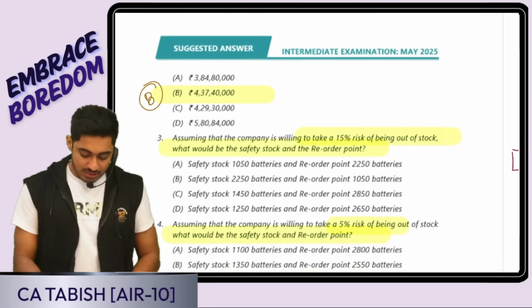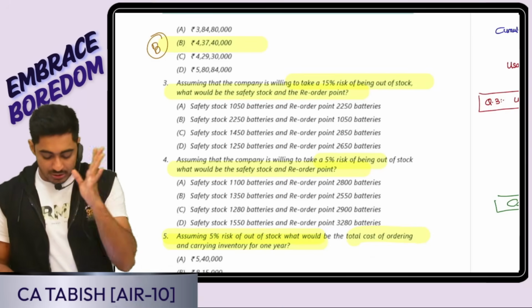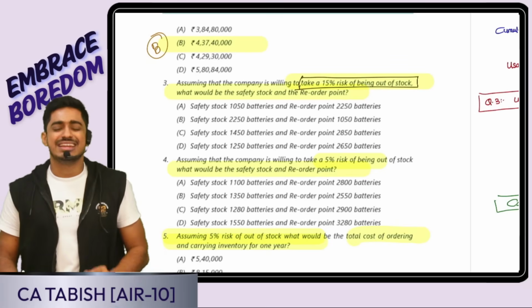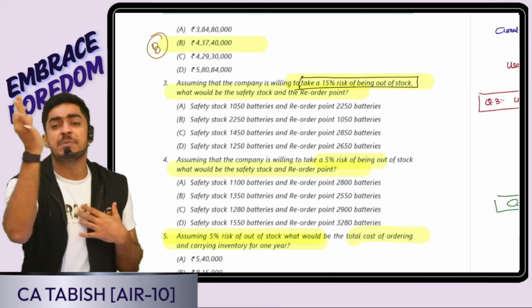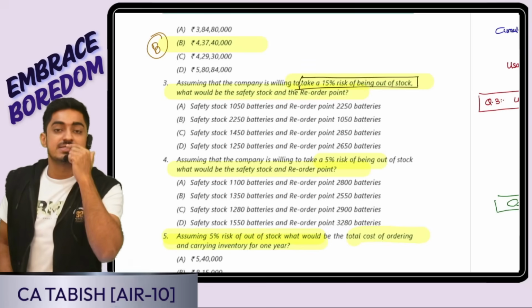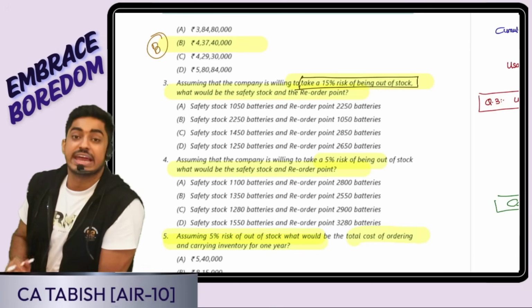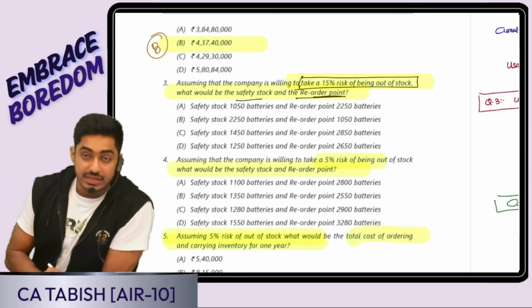Okay, fine. Now comes the third requirement. Assuming that the company is willing to take a 15% risk of being out of stock. What is the question telling? The company is willing to take 15% risk. That means how much percent surety do we want? We want 85% guarantee. Then what will be the safety stock and the reorder point?